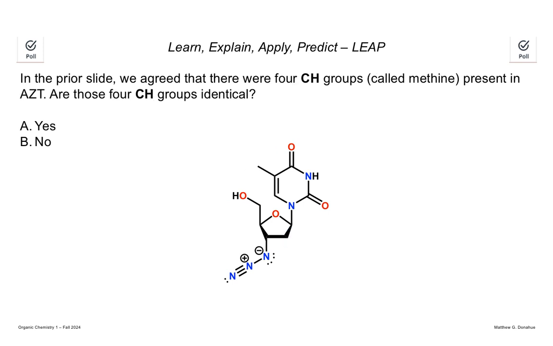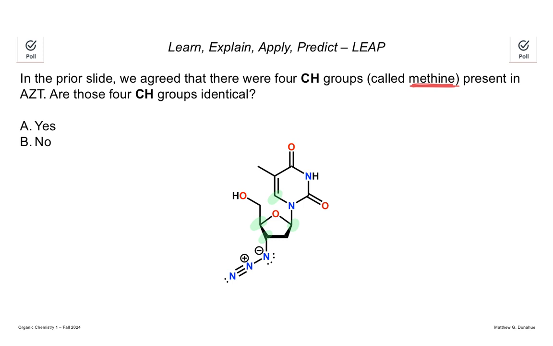So there are four CH groups, and these are called methine. A CH3 group is called methyl, CH2 is methylene, CH is methine. I'll show these in green here. So there's 1, 2, 3, and then 4.